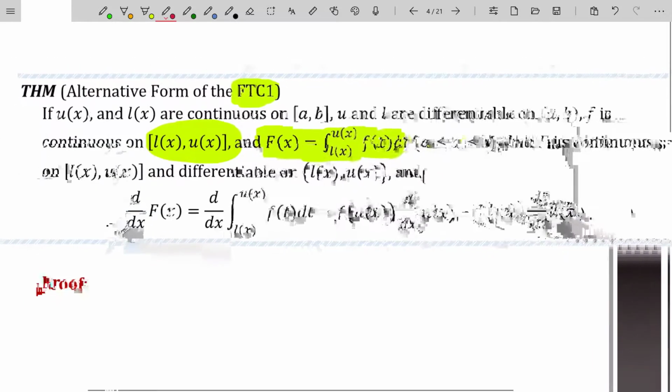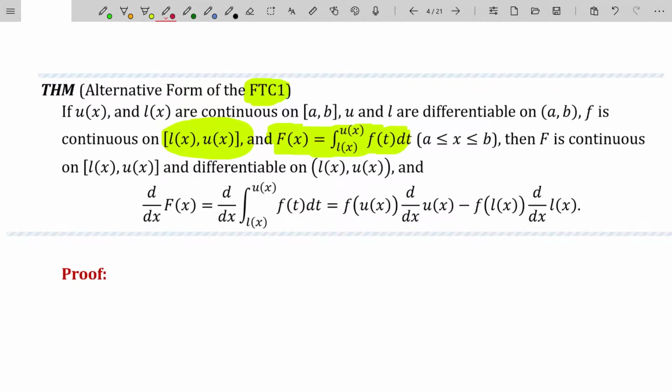It is not much of a proof, honestly. You just have to use the chain rule because you're taking the derivative of something that used to be an x here, but because it's not an x anymore, you have to use the chain rule to take the derivative of whatever it is now. So that's okay. And then you use properties of integrals to split this integral into the integral from L of x to 0 of f of t dt. I'm sketching out the proof, honestly. Plus the integral from 0 to u of x, f of t dt.